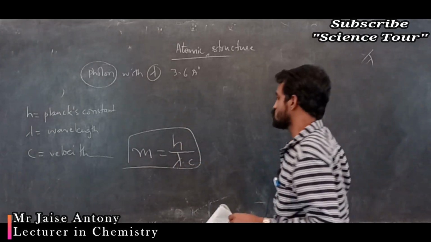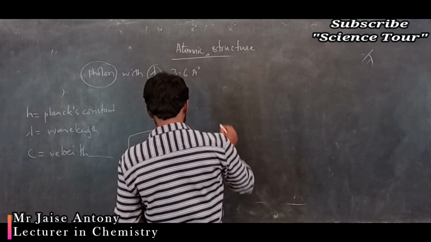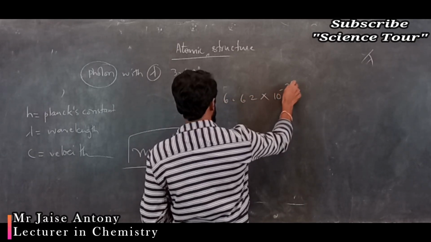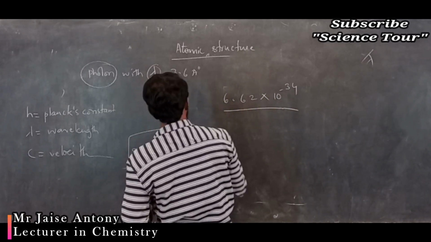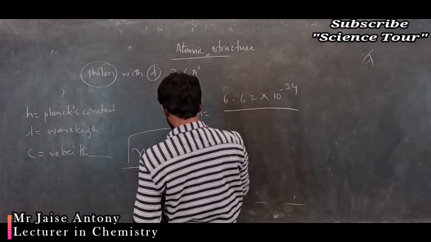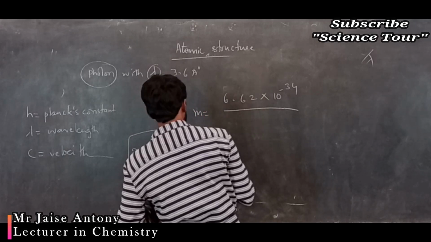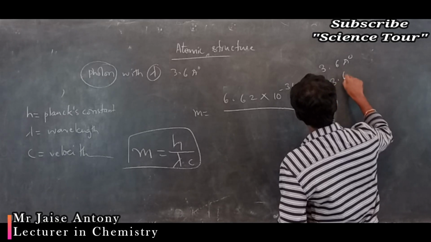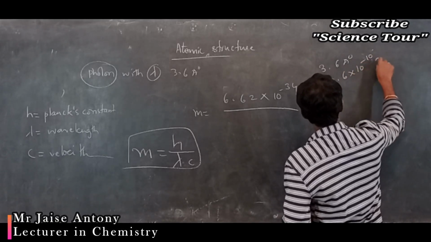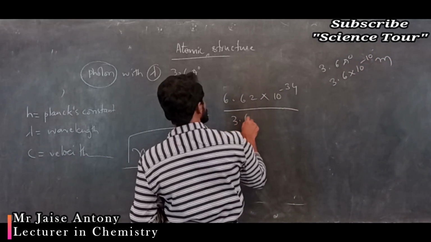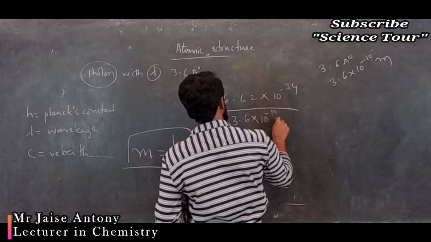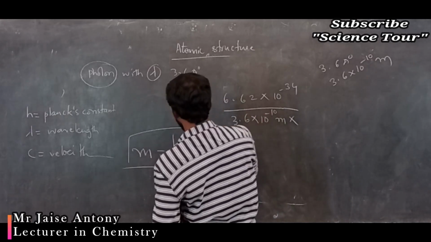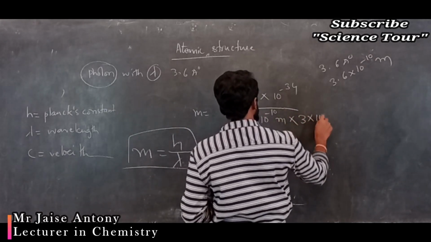Okay, my dear students, h is Planck's constant. What is the h value here? 6.62 into 10 to the power minus 34, correct? And lambda is 3.6 Angstrom. If I want to convert, that means 3.6 into 10 to the power minus 10 meter, correct? So 3.6 into 10 to the power minus 10 meter, then what else is given? The velocity of light is 3 into 10 to the power 8, correct?